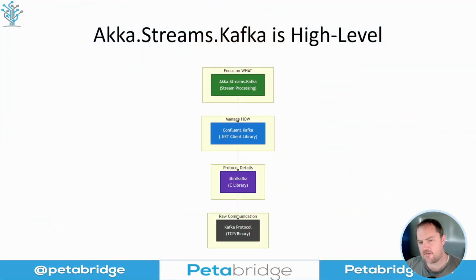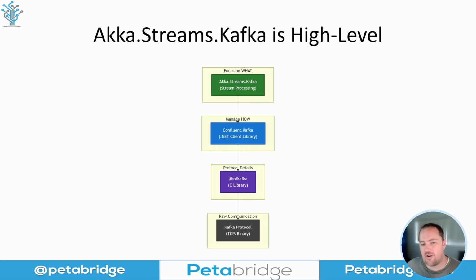So just to set the table for you, Akka.Streams.Kafka is not an alternative to the Confluent library. Rather, it's a higher level abstraction that sits on top of it. Confluent.Kafka itself is actually just a wrapper around Kafka, which is a state machine that's responsible for satisfying the Kafka binary protocol under the covers.